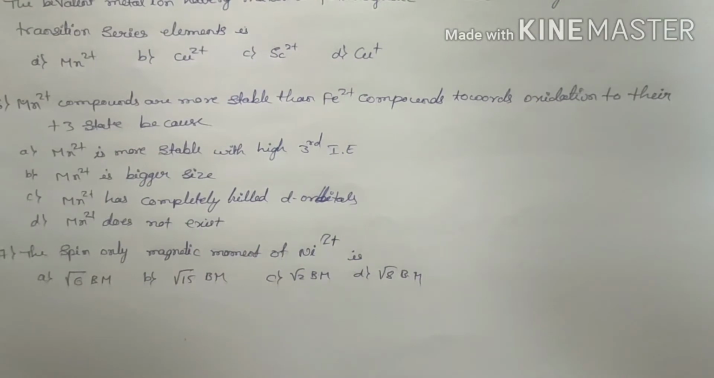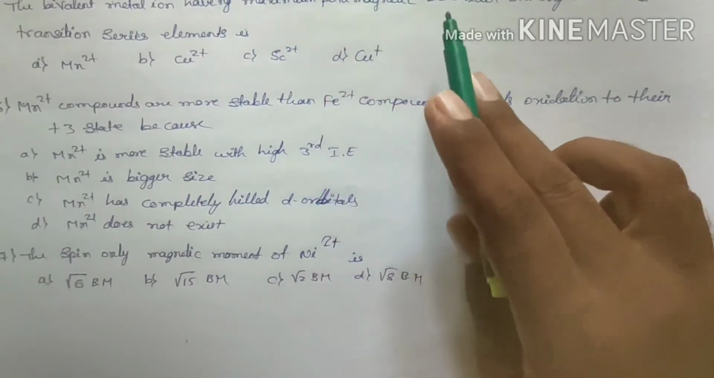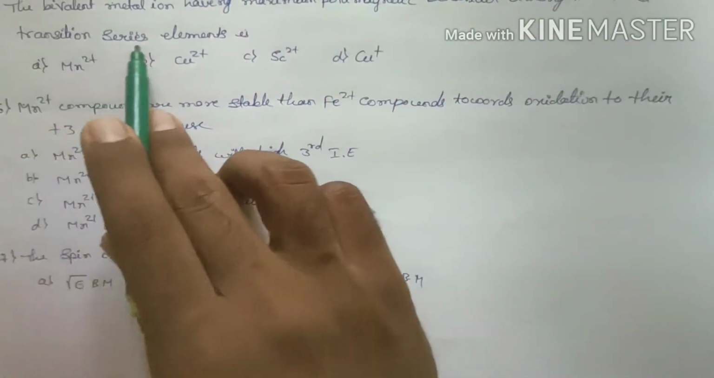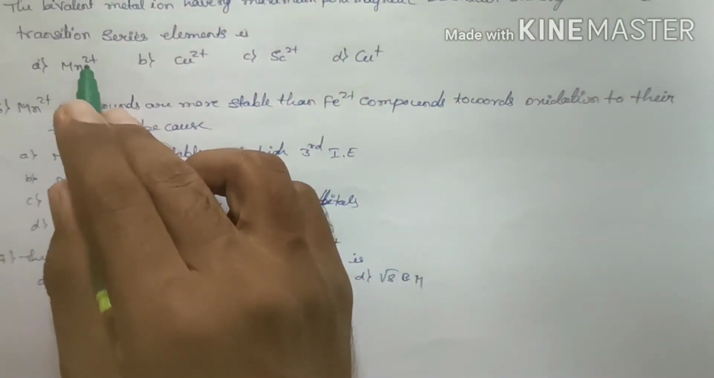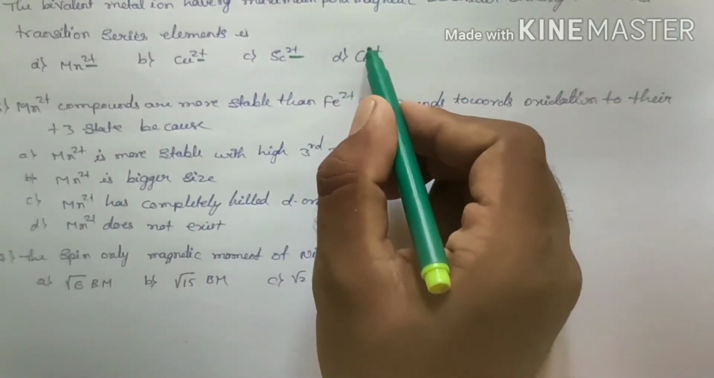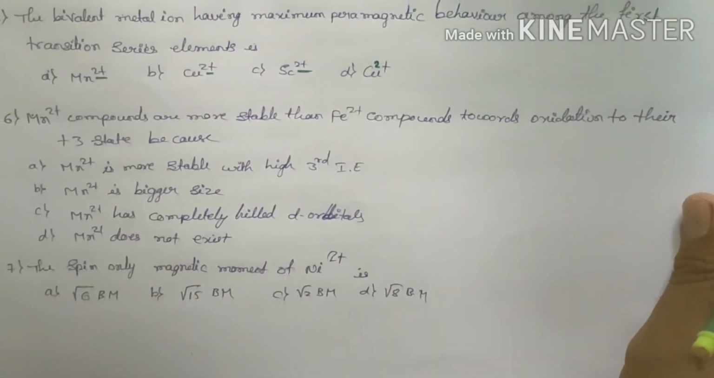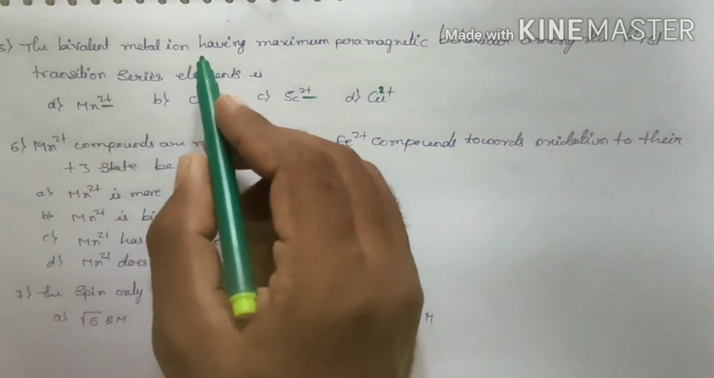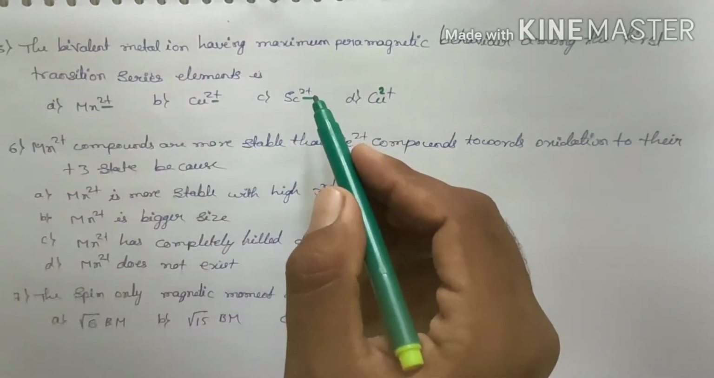This question is also very tricky and very easy. The bivalent metal ion having the maximum paramagnetic behavior among the first transition series of elements. What they are asking: they have given bivalent, which means all are in the +2 oxidation state. They have given +2 only. The bivalent metal ion having the maximum paramagnetic behavior among the first transition elements is.